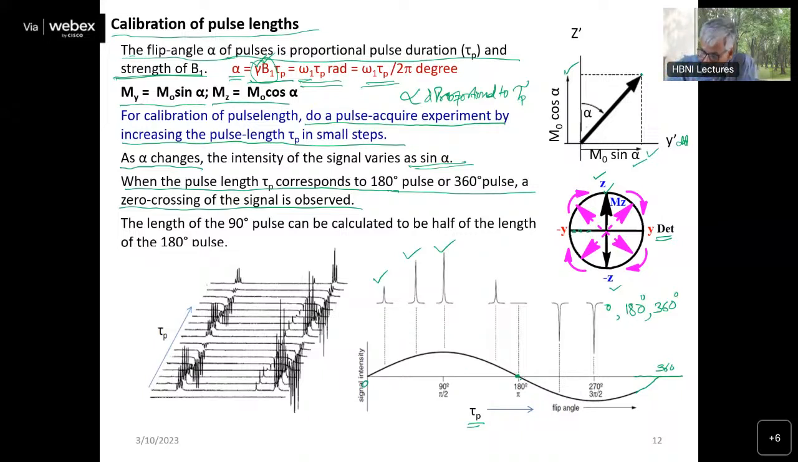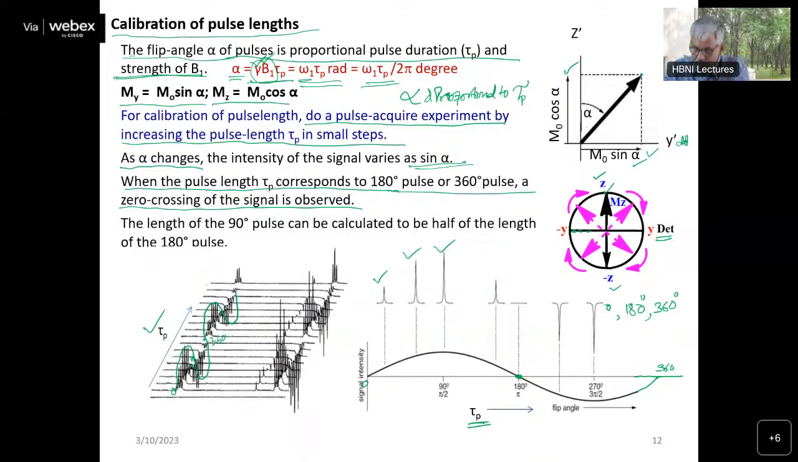So you can find out the time duration where the signal is becoming 0, either at 180 degree or 360. You have to do a series of experiments. You take the NMR sample and keep on recording spectra, changing the tau value, or the pulse duration, incrementally. You will see that initially there is an increase in signal, then a decrease, then again an increase, and then a decrease. So this corresponds to 0, this corresponds to 180 degree, and this corresponds to somewhere here, 360 degree.